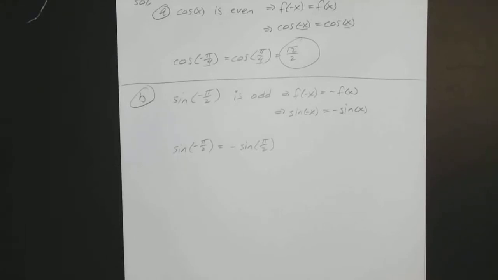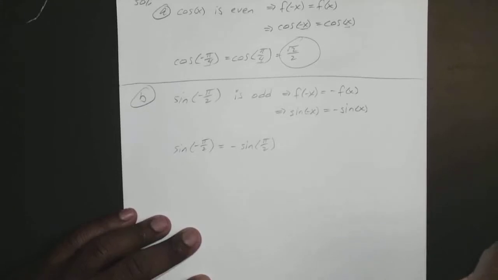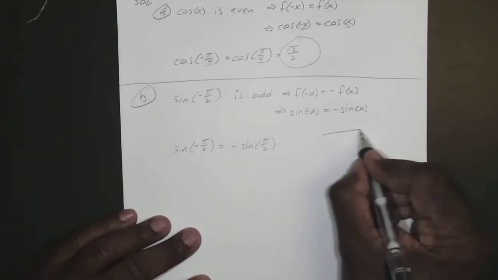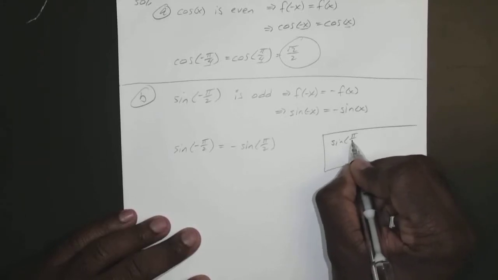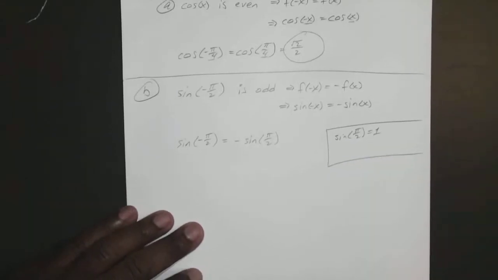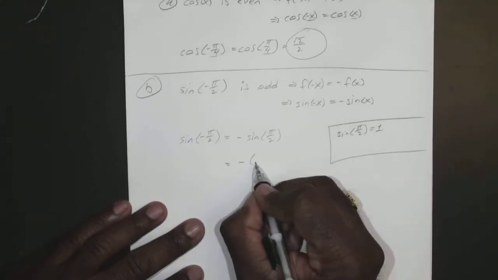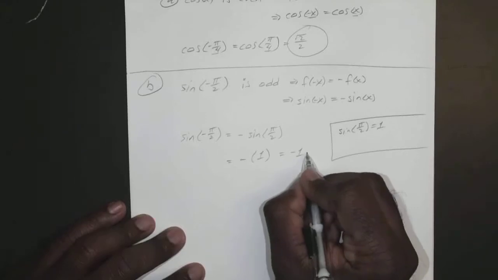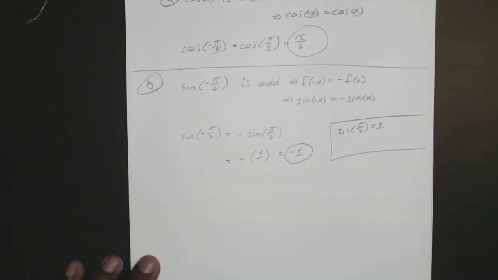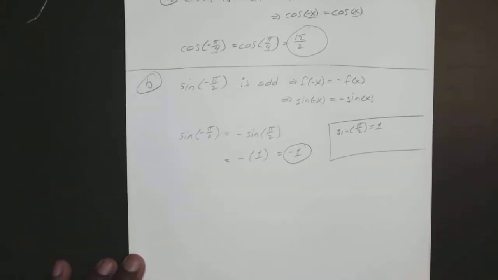Okay, so we know that sine of pi over 2 is equal to negative 1. Nope, it's equal to 1. Sorry about that. So we know that sine of positive pi over 2 is equal to 1. So this is just negative times 1, which is negative 1. All right, so any questions on that one?